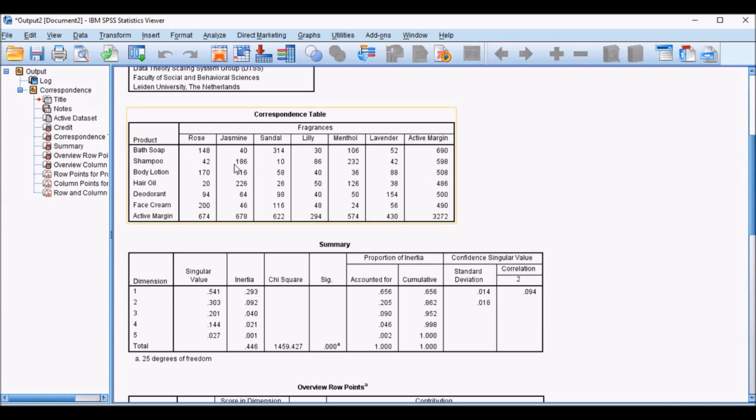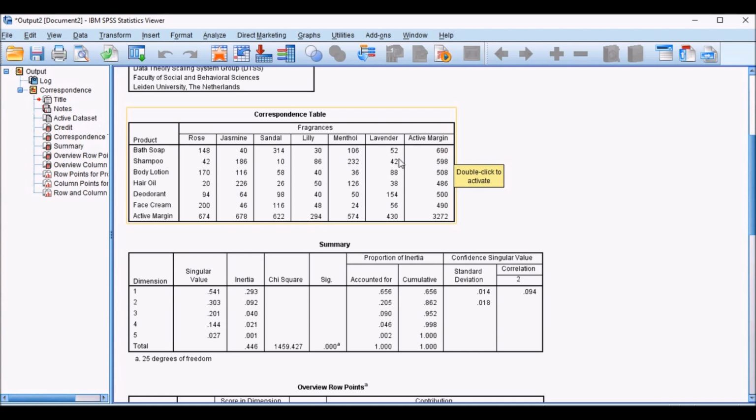So there are some respondents who have not answered, so missing values are also there, because not all people who have responded are uniform. More people have responded for bath soap and fewer people have responded for hair oil. In the same way, rose and jasmine are having high frequency of flavors, whereas lily is having very less.